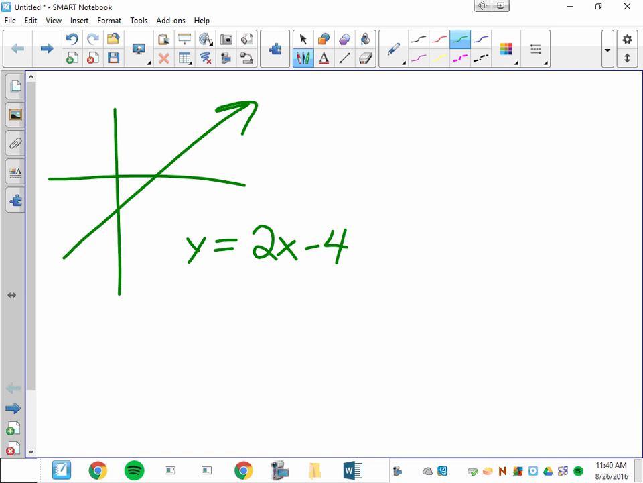What does the negative 4 tell us? It hits the y-axis. That's the y-intercept. What does the 2 tell us? The slope. The 2 is positive, which means the line goes up to the right. As time passes from left to right, the graph goes up. If it was negative 2, then it would go down.